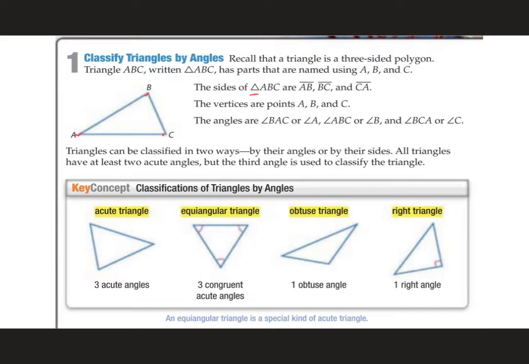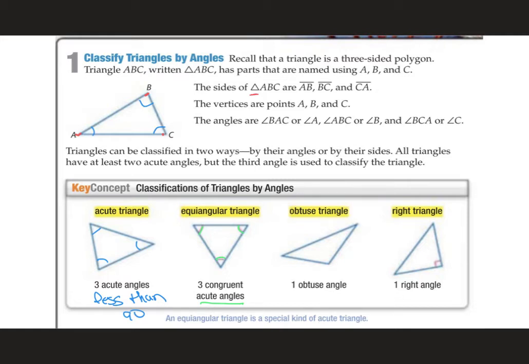And with every triangle, there are three angles formed. Based on those three angles, we can classify the triangle. So an acute triangle is any triangle that has all three acute angles. And acute means less than 90 degrees. An equal angular triangle is any triangle that has three congruent acute angles. So three congruent acute angles means they would all be the same measurements. So all three angles are the same.